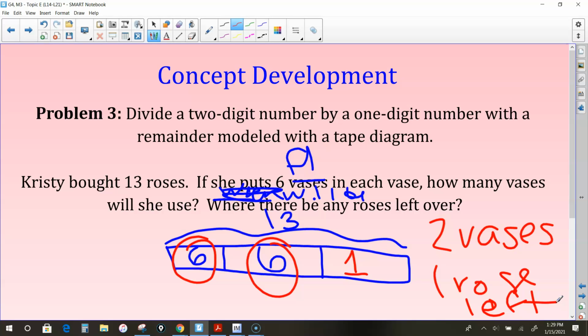If we had written this problem a different way and said Christy has 13 roses, she divides them into 2 vases. So here would be my 2 vases. How many would be in each vase? Then this 6 tells us that's how many would be in a vase.